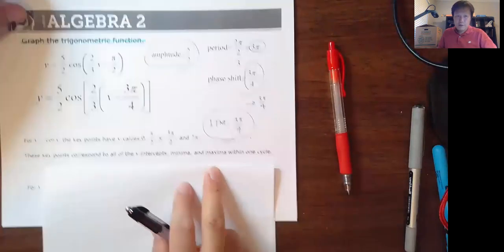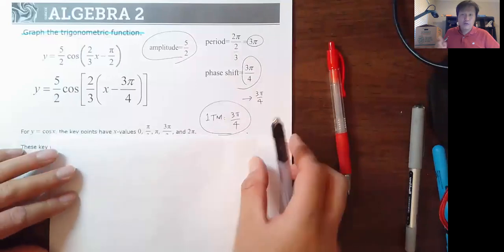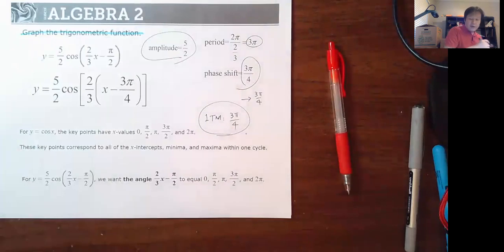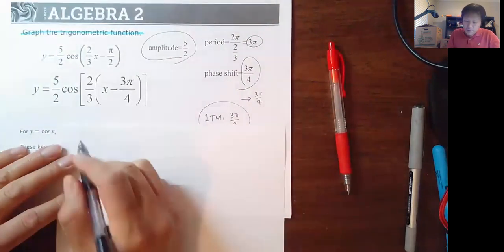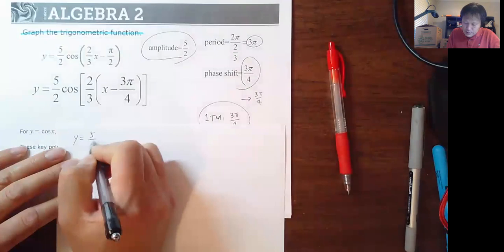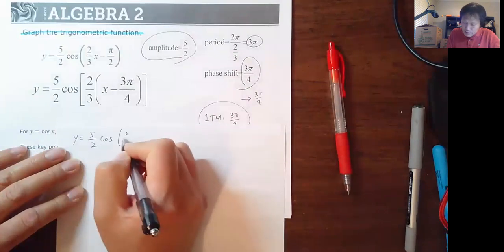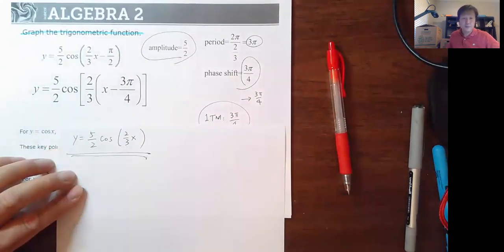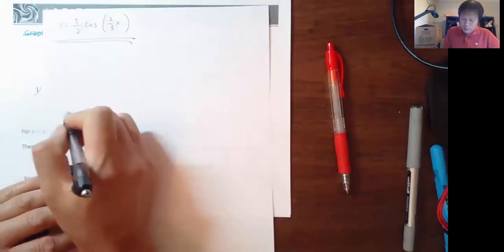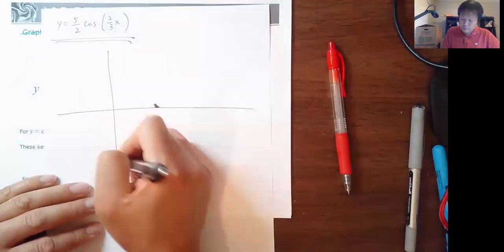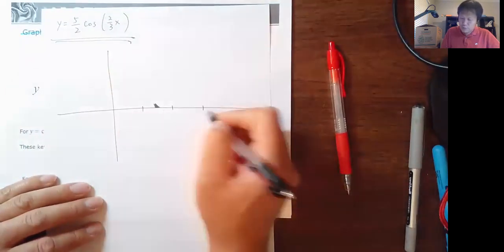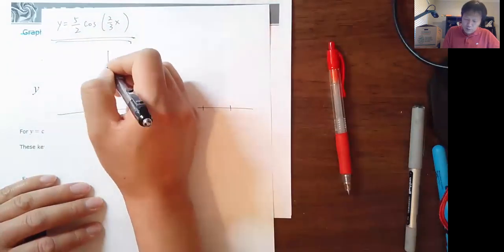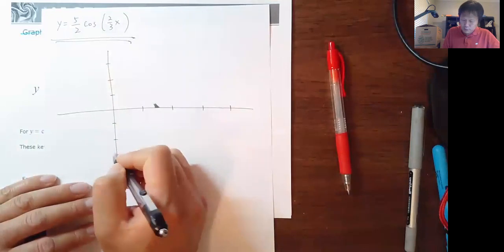When you try to graph it, I strongly recommend starting with the graph not considering the phase shift. So the graph I'm going to start with is cosine 2/3 x without this phase shift. I'm going to graph this one first. So we'll have 1, 2, 3, 4. So 1, 2, 3, 1, 2, 3.